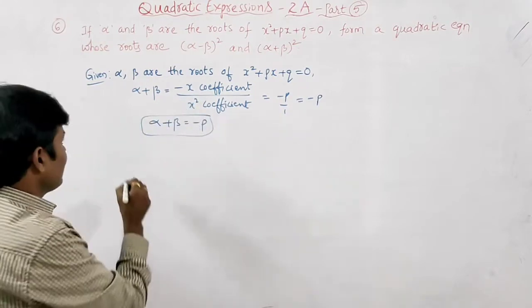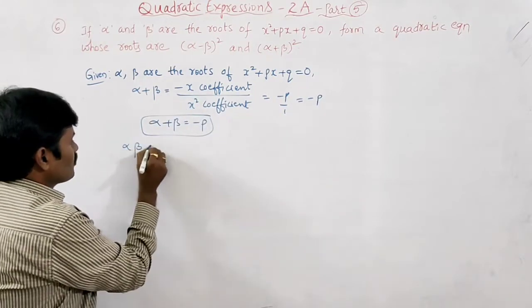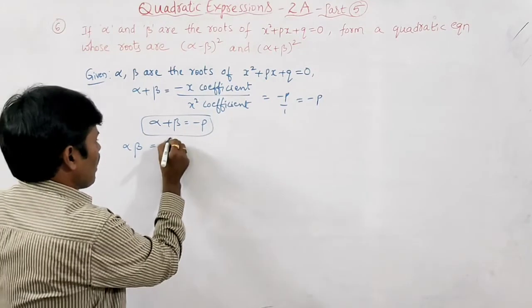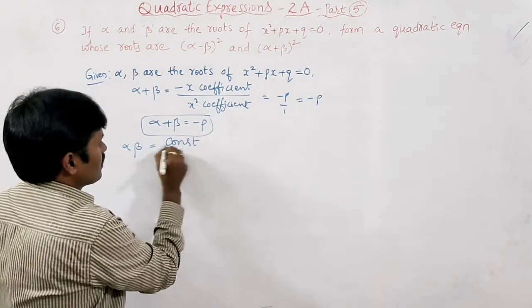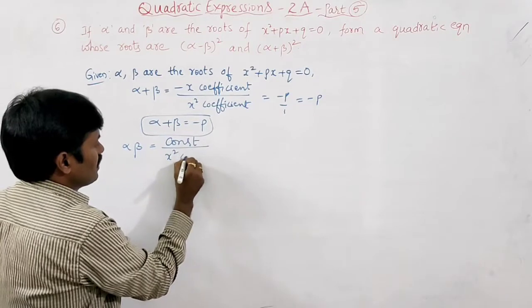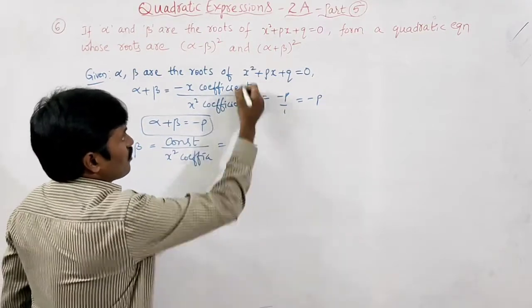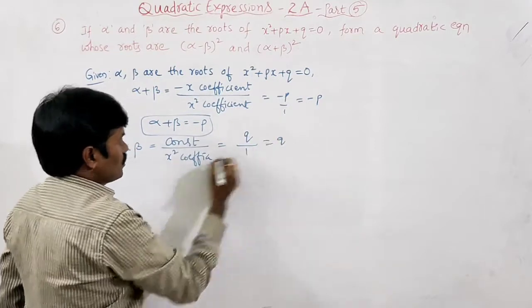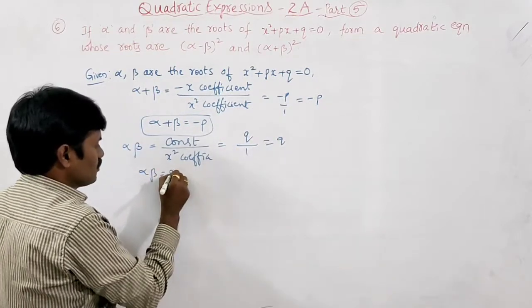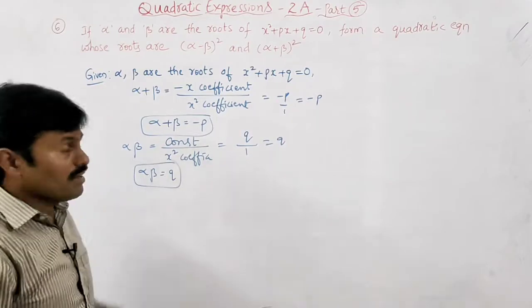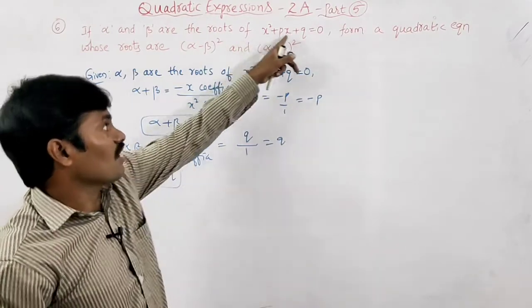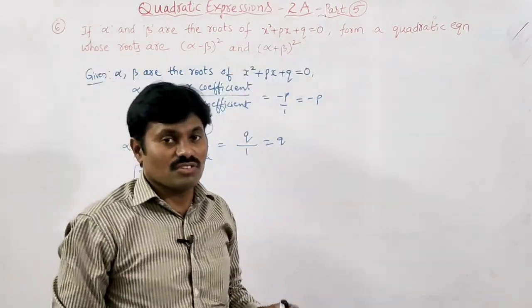And next, the product of the roots, alpha into beta, is equal to the constant term by x square coefficient. Here what is the constant? Q. By x square coefficient, which is 1. That is equal to q. So alpha into beta value is q. We got the sum of the roots and the product of the roots of the given quadratic equation x square plus px plus q is equal to 0.